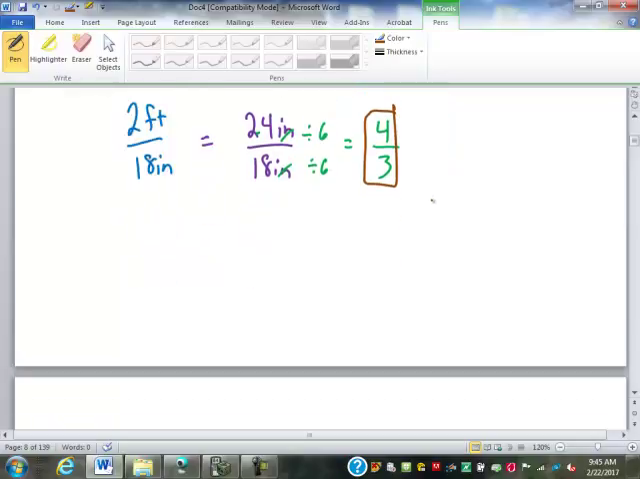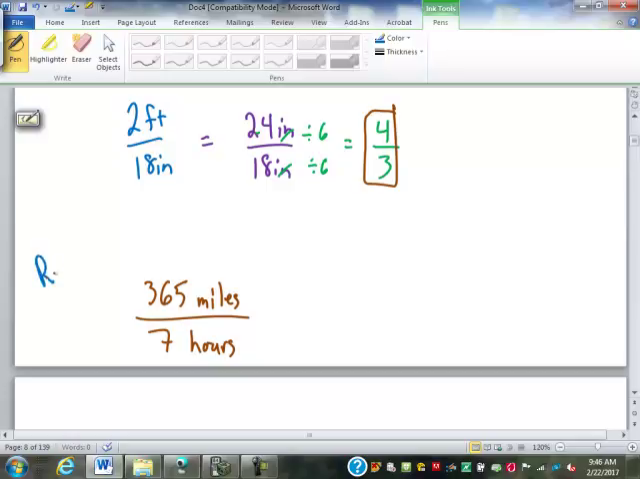So you asked about, does it have to compare two things that have the same label? Do the labels have to cancel out? And for a ratio, they do. So what if we have something where the labels don't cancel out? Let's say we send you on a road trip, and you drive 365 miles in 7 hours. There is no way to convert miles into hours or hours into miles. So this is not a ratio because the units cannot be made into the same unit. So this is what is referred to as a rate.